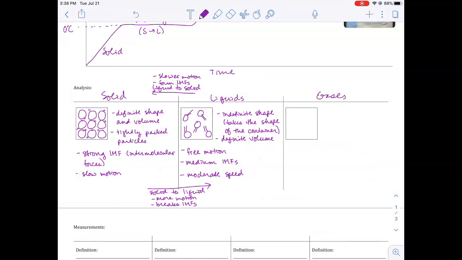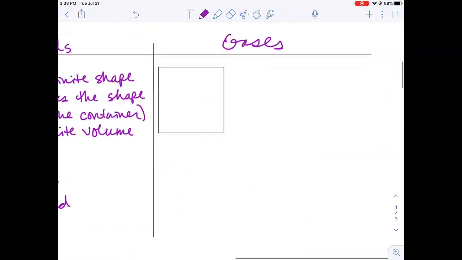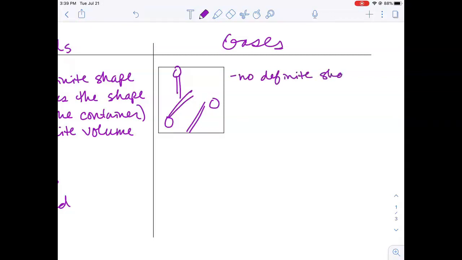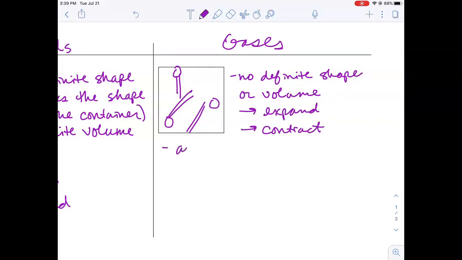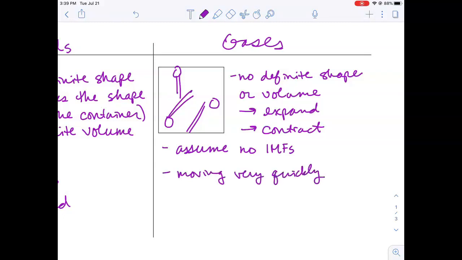So now we're going to take a look at gases. Gas particles are spread very far apart, especially compared to liquids and solids. They move very, very quickly, so they have long whooshies in the particle diagrams. Gases have no definite shape or volume. This means, unlike liquids and solids, they can expand and they can contract. Like liquids, they take the shape of the container that they are in. We assume that gas particles have no intermolecular forces or no attractions between the particles. And as we said before, they move very, very quickly.